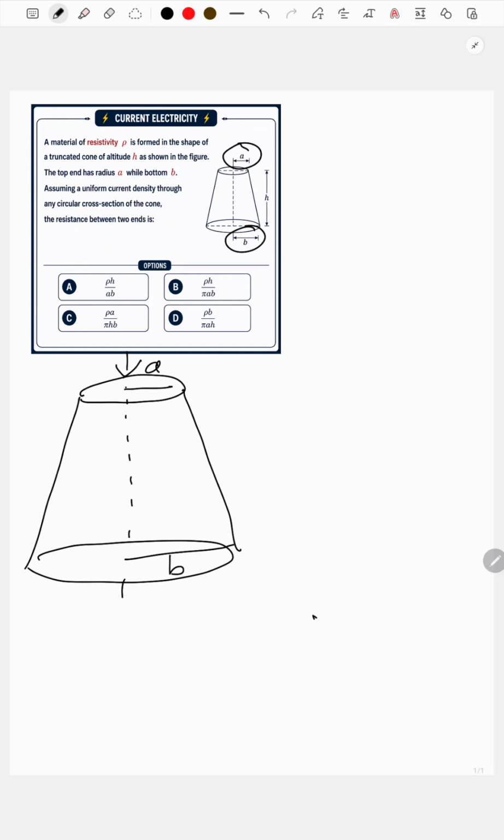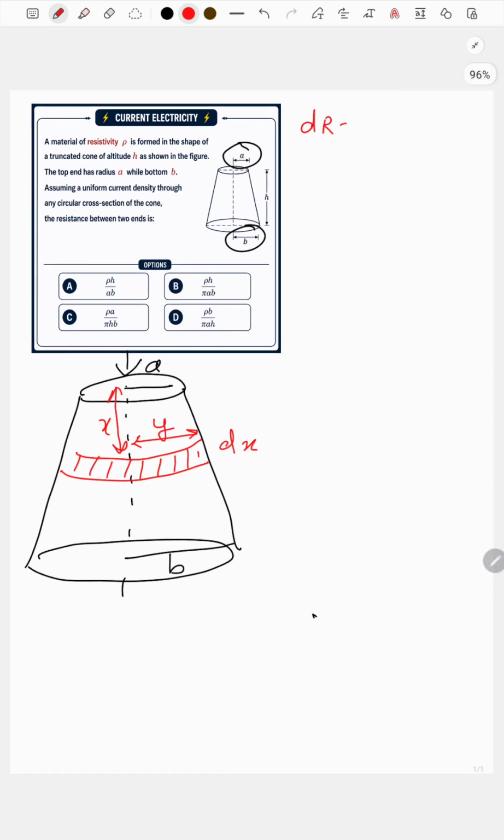To find its resistance, let at the distance x consider the small length. एक छोटी सी लेंथ आप dx माने. This is the length dx. It is having the radius y, for example. So we know that the formula for the resistance is dR is equal to the resistivity rho, the length dx upon the area. Area is pi y square.